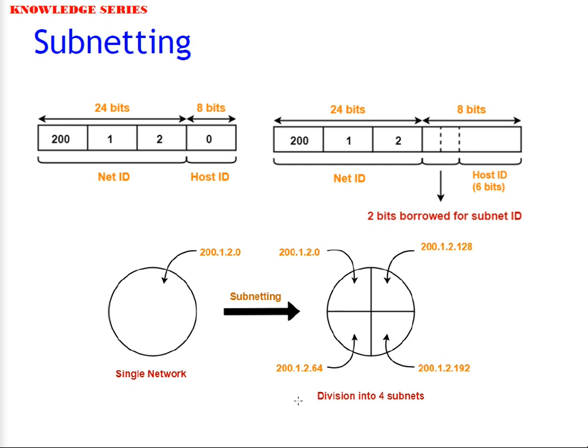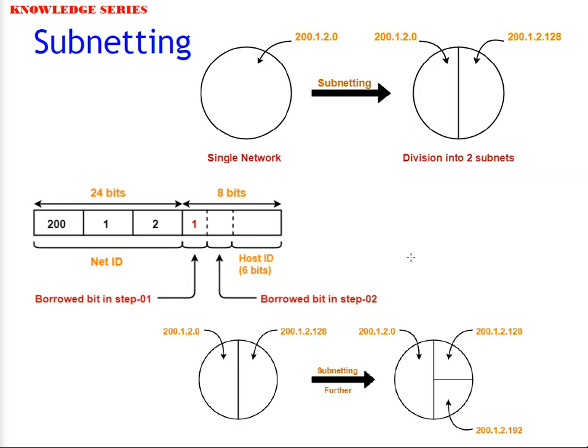Then you are having a 64 there, then 128 and 192. This is how you can divide the single network, because you are having 00, 01, 10, 11. So you are having combinations for the first subnet, second subnet, third subnet, and the fourth subnet. Based on those combinations, you will be able to create the 4 different subnetting situations. So that is what we have seen here.